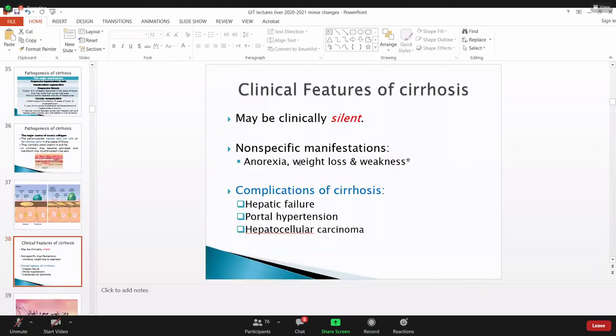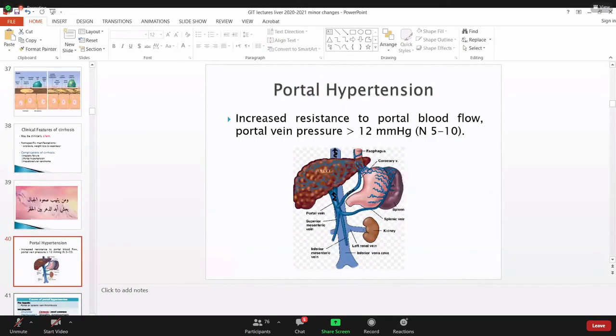Clinical features of cirrhosis: in the initial stages of fibrosis it is clinically silent. Later on بيجوا ب non-specific manifestations like anorexia, weight loss and weakness. Anorexia is loss of appetite. Complications of cirrhosis: hepatic failure حكينا it is the main complication, manifestations اللي هم الجوندس، الهايبرإستروجينيميا، الهايبوالبومينيميا، الهايبرامونيميا. Portal hypertension, which is a very important complication, and hepatocellular carcinoma بالlate stages. يعني بعد ما يصير في cirrhosis ممكن the patients may develop hepatocellular carcinoma.